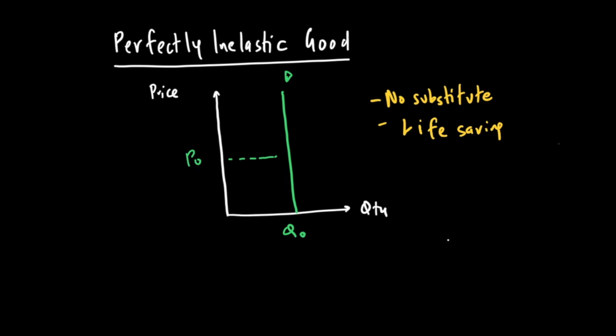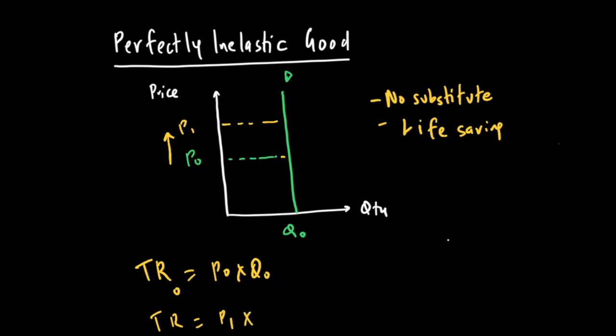In that case, for example, let's say the price goes up from P0 to P1, you can see that the quantity demanded is not changing. When you look at the total revenue in this case, total revenue was previously P0 times Q0, but if the price goes to P1, it will now be P1 times Q1. In fact, total revenue was this yellow region before, but will be this white region later.